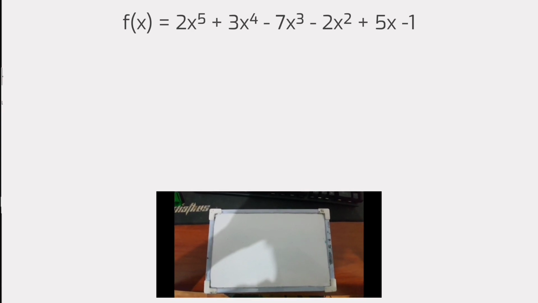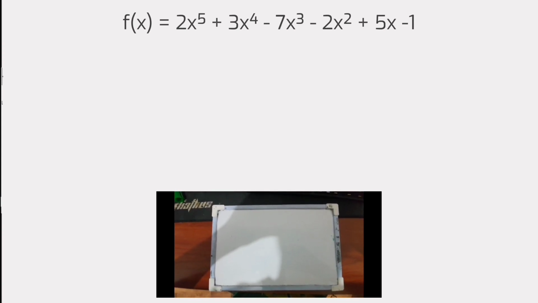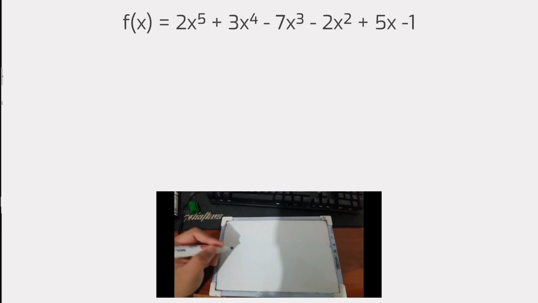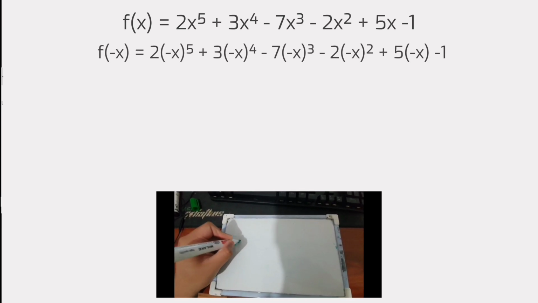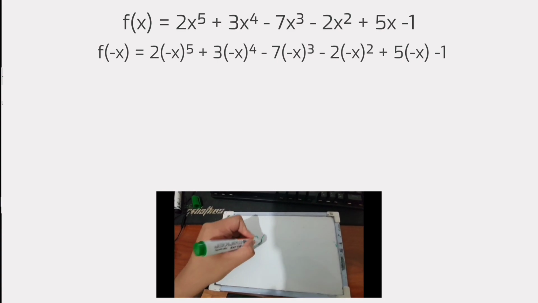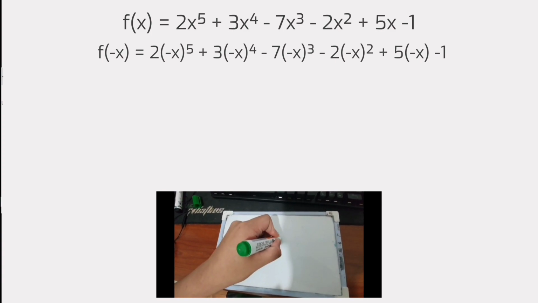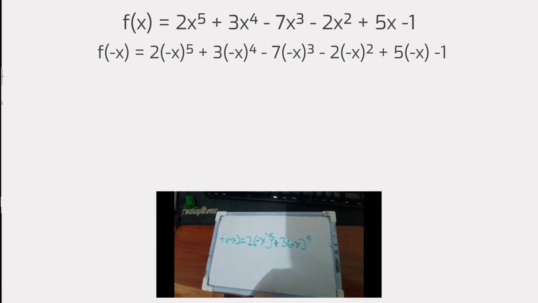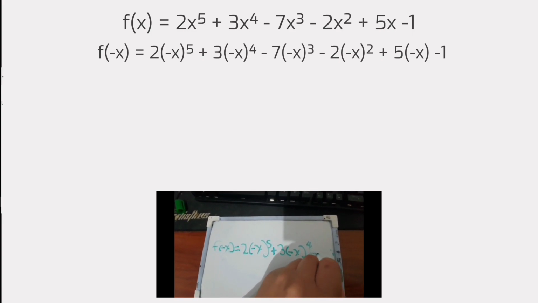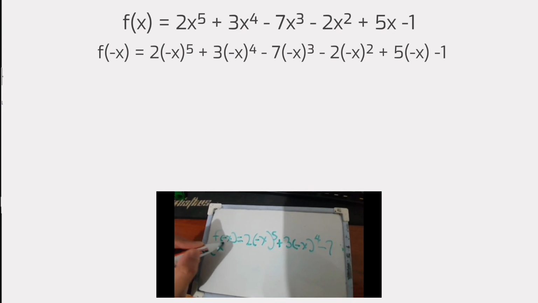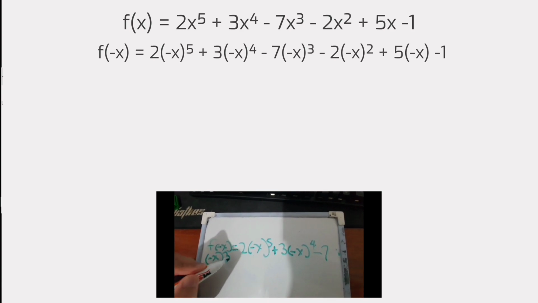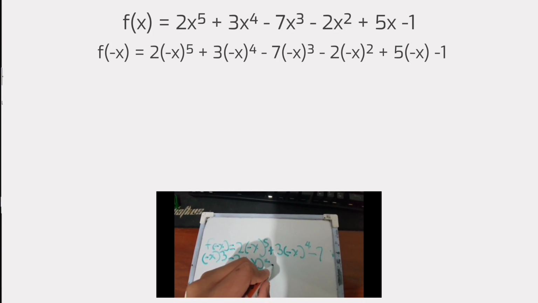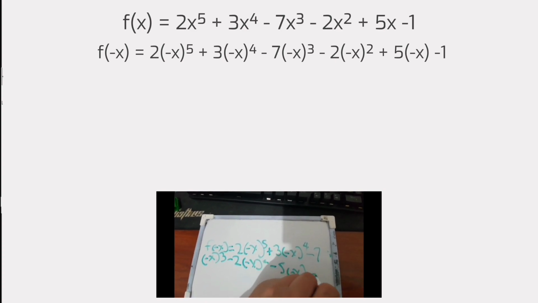So now, to find the number of negative real roots, we need to apply Descartes' rule of sign to the polynomial equation obtained by replacing x with negative x. So our equation will look like this. f of negative x is equal to 2 negative x raised to 5 plus 3 negative x raised to 4 minus 7 negative x cubed minus 2 negative x squared minus 5 negative x minus 1.